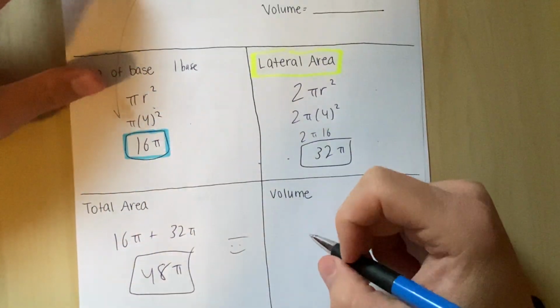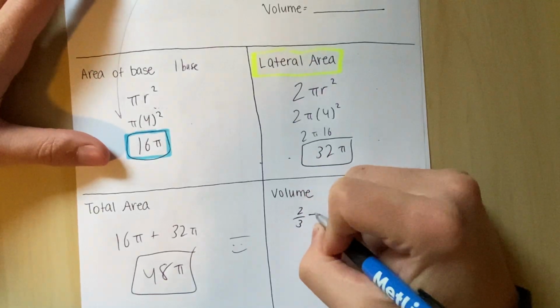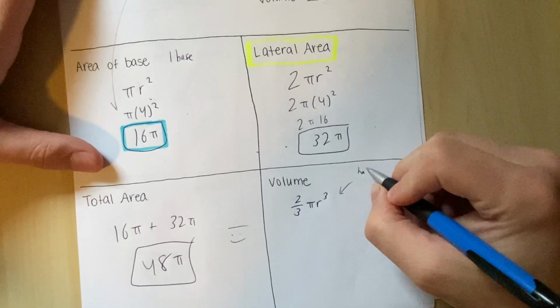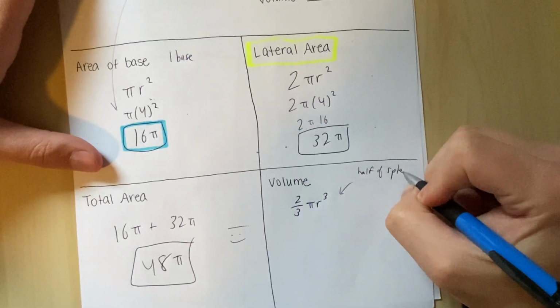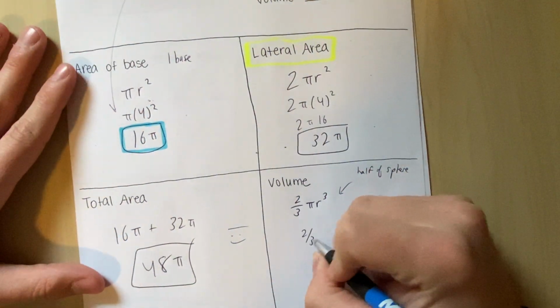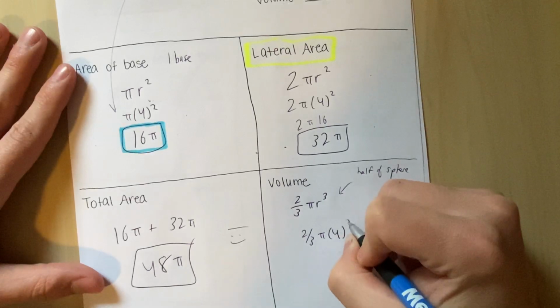So the volume for a hemisphere is 2/3 pi r cubed. This is just half of a sphere. So again, you don't need to remember that formula. You have that right there for you. It's just half of that, so it's 2/3 pi r cubed.